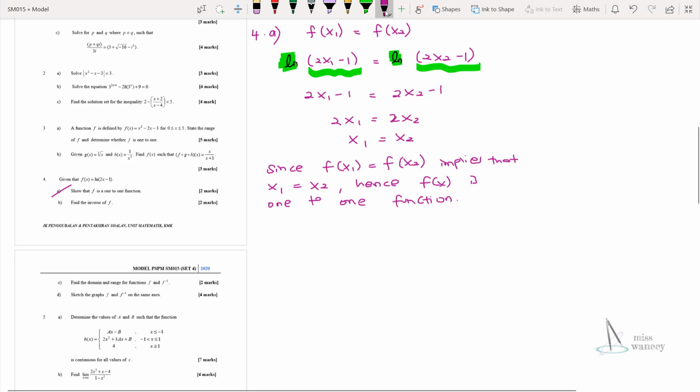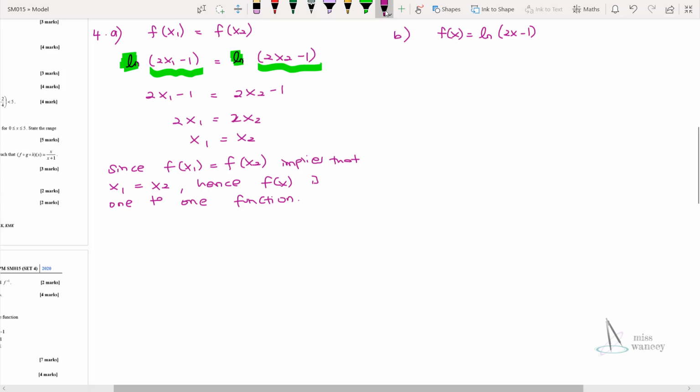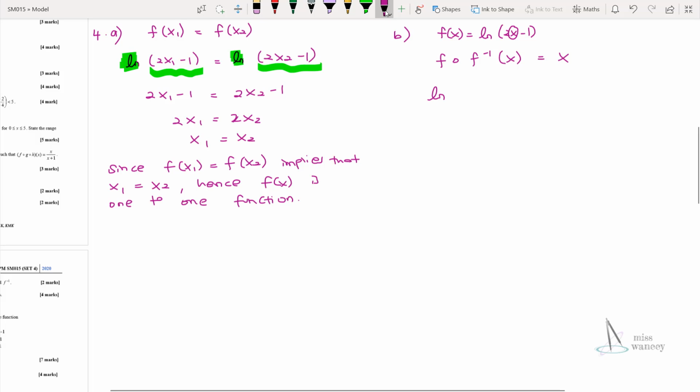Okay, done with 4a. B, find the inverse of f. So f of x is equal to the ln of 2x minus 1. To find the inverse, I'm going to do f composite with f inverse equal to x. Every time I see the x in f, I'm going to replace it with f inverse of x. So this is the ln of 2 f inverse of x minus 1, and this is equal to x.